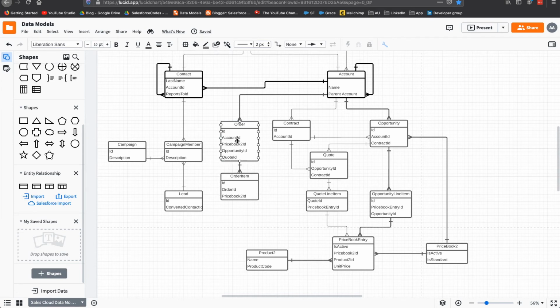And another thing to notice is in order there are more lookups. So I have just represented the relation to account to keep the diagram simple, but it has relation to which price book is used, this object, and which opportunity it is related with, this one, and which quote it is related with. So everything will be related here.